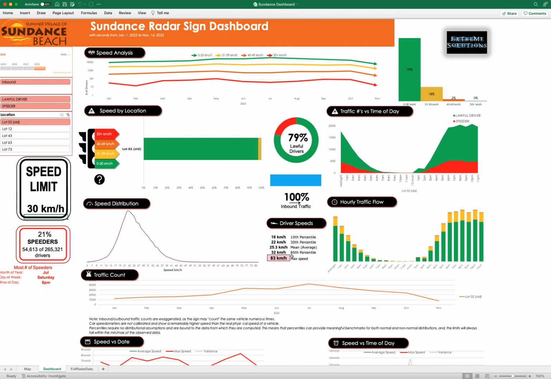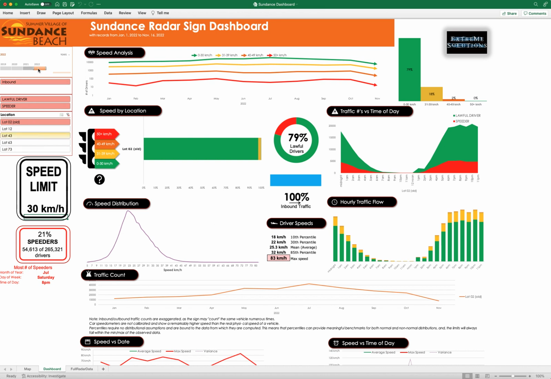We can also look at 85th percentile. Most of the people driving here are doing around that 30-kilometer limit. The average is 25 kilometers an hour. So if you have a speed limit of 20 kilometers an hour, the average traffic is still going 5 kilometers over that speed limit. So that's the kind of insights that we can get by looking at this chart.